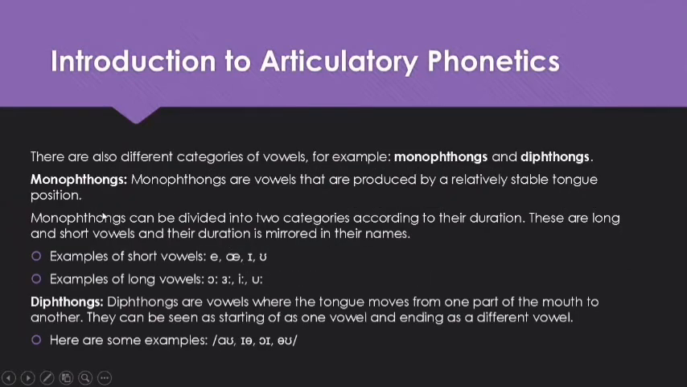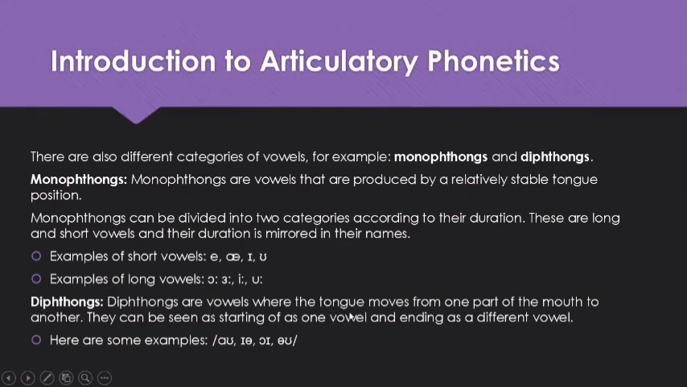Continue. There are also different categories of vowels. For example, monophthongs and diphthongs. Monophthongs are vowels that are produced by a relatively stable tongue position. Monophthongs can be divided into two categories according to their duration. These are long and short vowels, and their duration is mirrored in their names. Point 1. Examples of short vowels like this. Examples of long vowels like this.